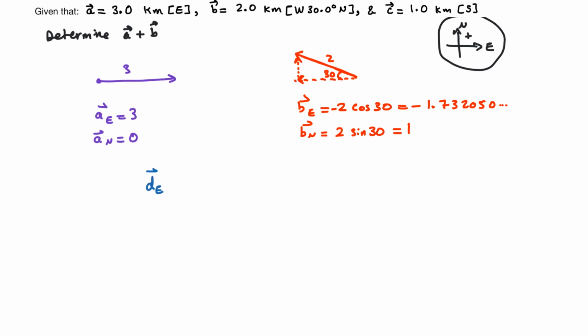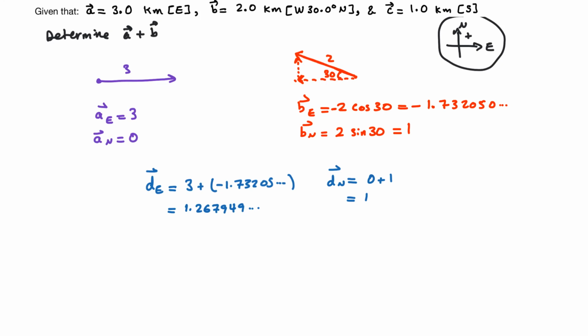So D is going to have an east component, and the east component is found by adding the two east components in these vectors. That's going to be 3 plus minus 1.73205 dot dot dot. I'm going to use the exact value, and when I do that, I will get 1.267949 dot dot dot, and that's going to be the east component. And for the north component, it's 0 here plus 1, so 0 plus 1 is equal to 1.